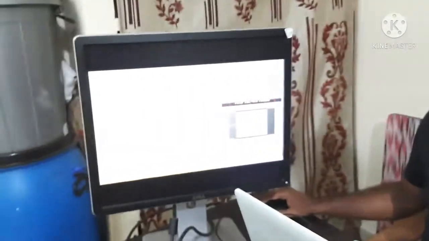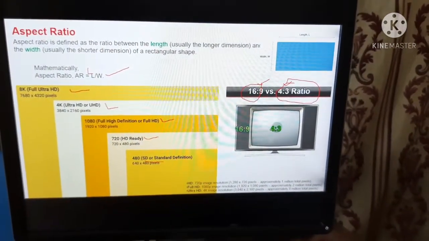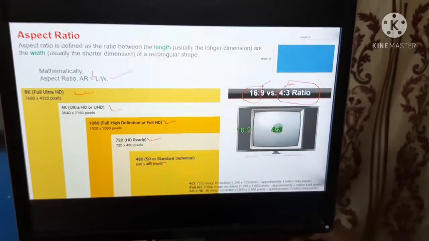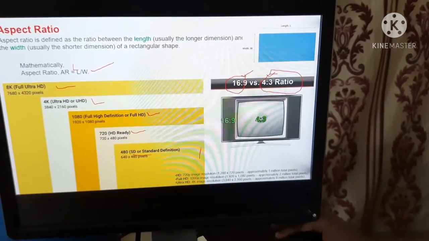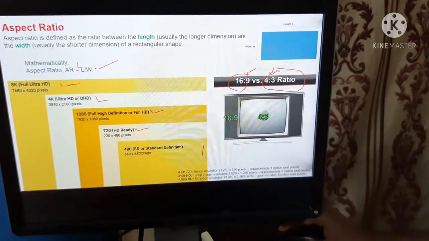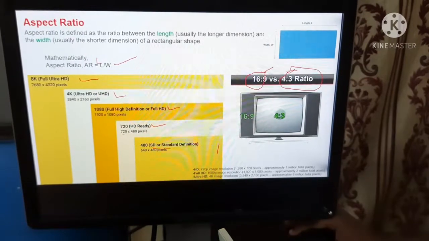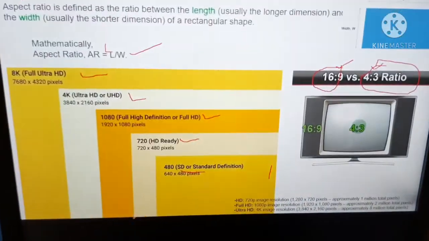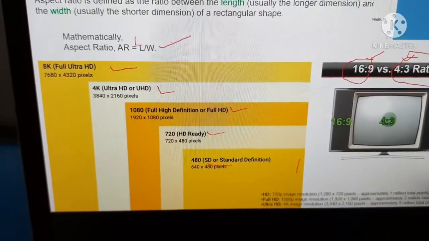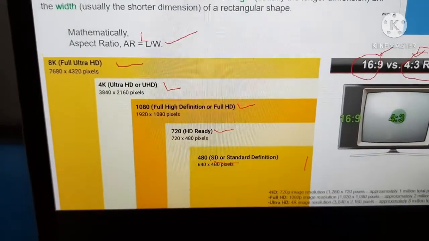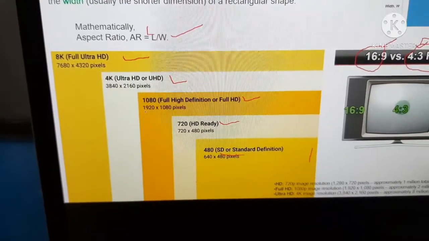You can see here the image for 480, this is 640 into 480. This is called the standard definition. If you play that image, it will look like this. So this is the area it is looking like. Now if I show the same image on an HD display, that means 720 into 480, this is how it looks. The same image can be displayed on a full HD display, which has 1920 into 1080 pixels.